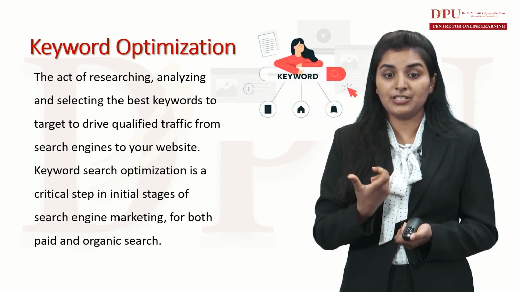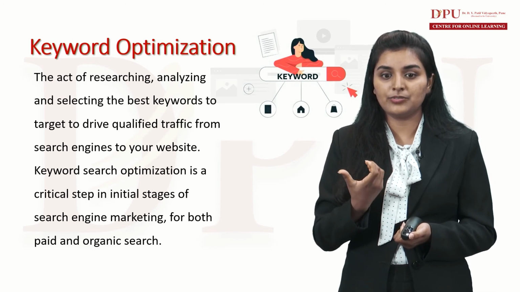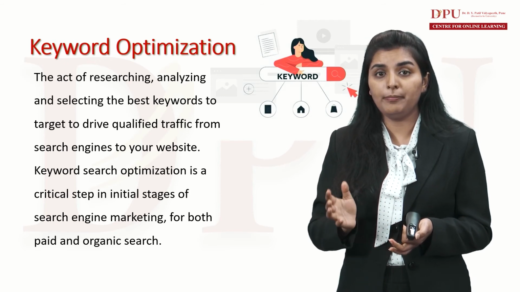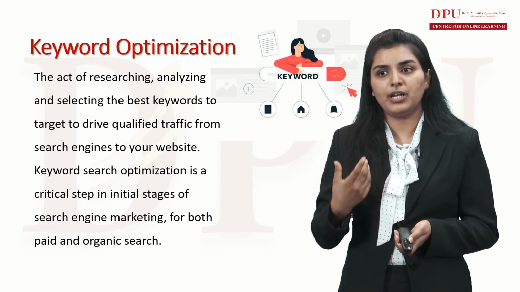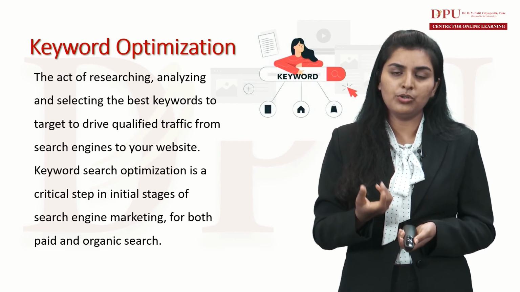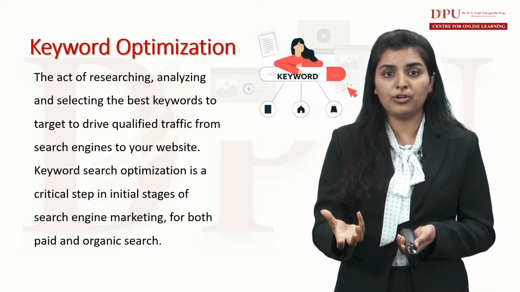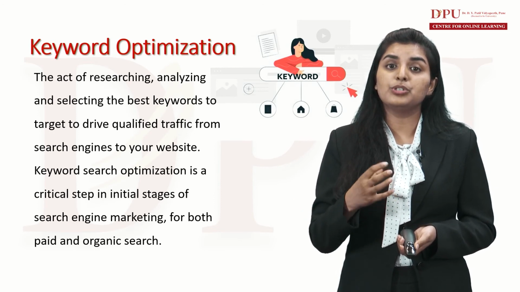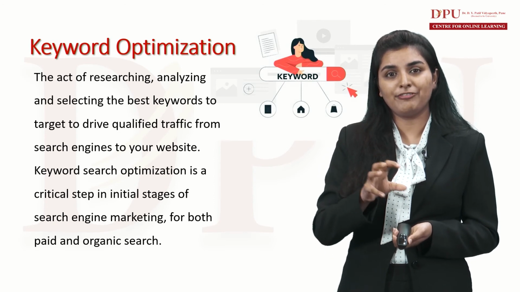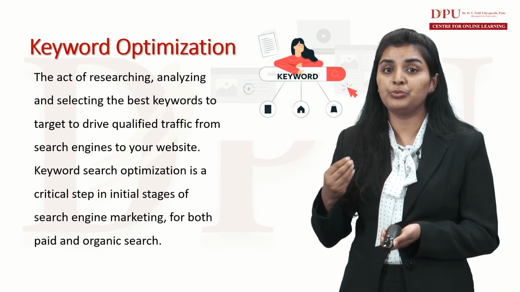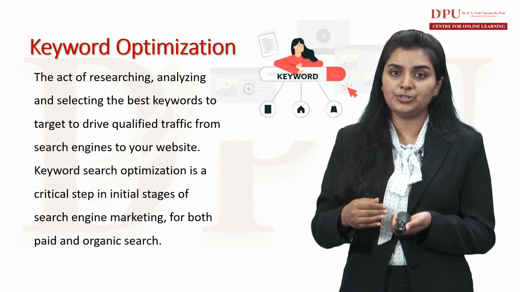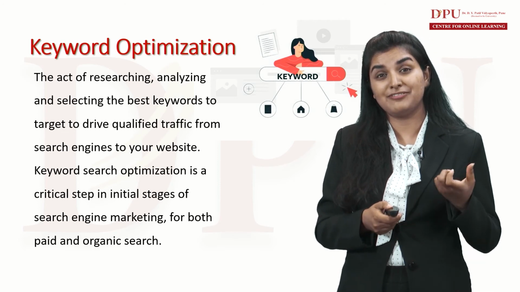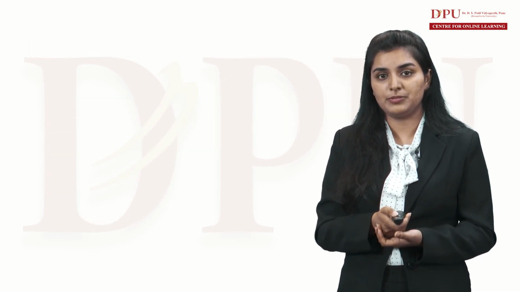Keyword search optimization is a critical step in the initial stages of search engine marketing, whether organic or paid, right? Because first you have to know, when you are starting something new, which way people are looking for that particular product, commodity or service that you are selling. So first you do competitor analysis, you understand which kind of searches their website traffic is coming through, right? Having understood this, start implementing it in your own website. So keyword optimization is the very first key in search engine optimization.